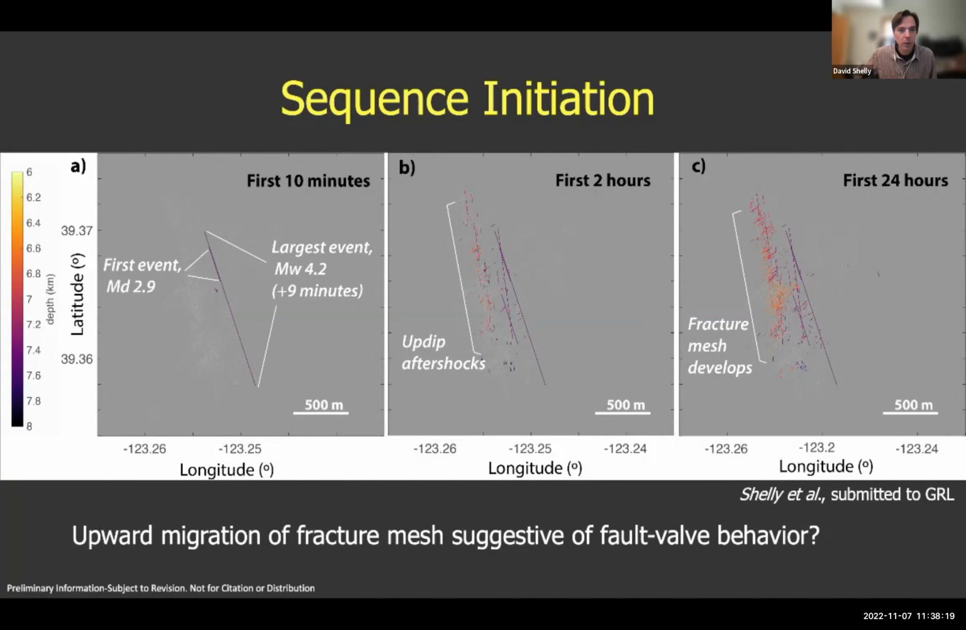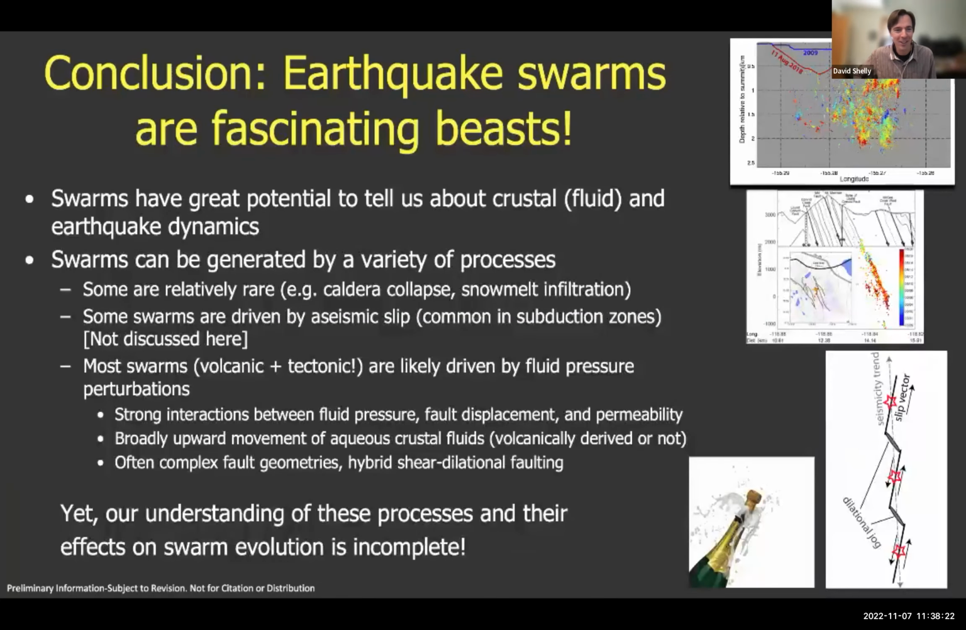Okay, so earthquake swarms, I hope I've managed to convince you, they're really fascinating beasts. We've learned a lot from them, but we also have a lot yet to learn. They at least have a lot of potential to tell us about crustal, perhaps fluid and earthquake dynamics. They can be generated by a variety of processes. Some of these are relatively rare, like caldera collapse and snowmelt infiltration. Some swarms are driven by aseismic slip, which is probably most common in subduction zones. I didn't get into that here.